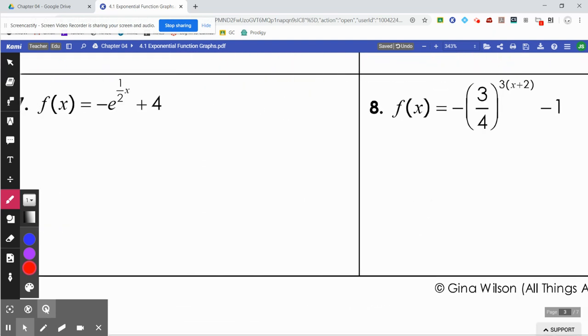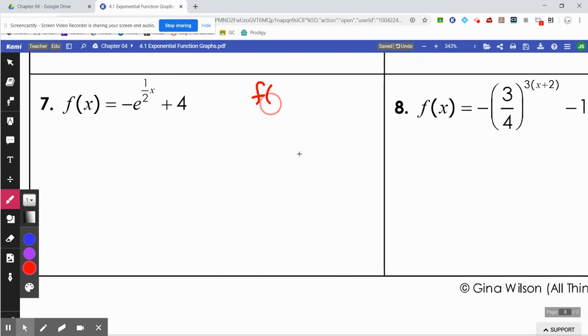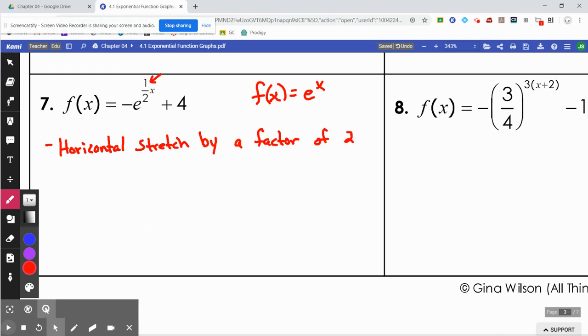Okay, number 7. Parent function would be y equals e to the x. We got 3 different transformations here. Let's start with all of our stretches and compressions. Up there with the x, I've got a multiplication, so that would be horizontal because it is with the x. I do have to flip the 1/2, so I'm going to get 2, so that's going to be a stretch because 2 is greater than 1 after I flip it. So a horizontal stretch by a factor of 2.